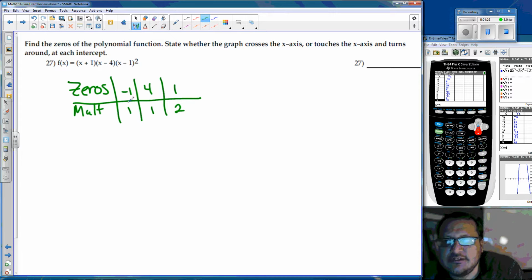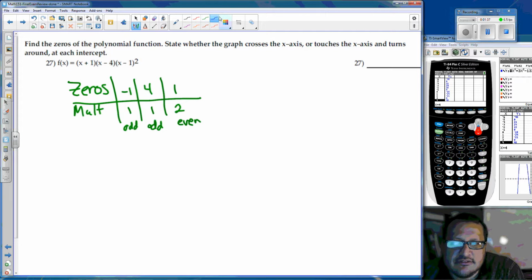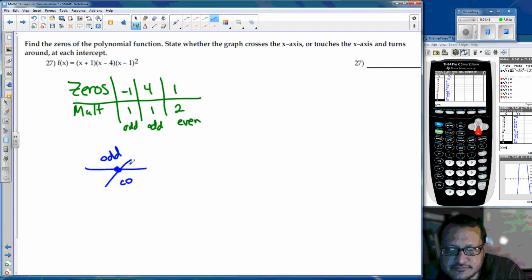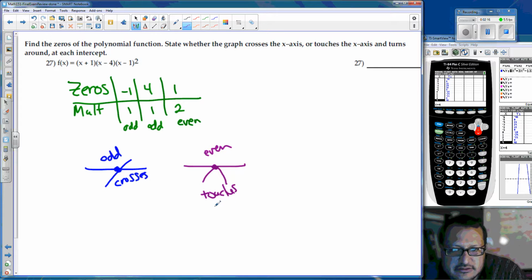So the way it works is we care about if this is even or odd. So this is odd. I don't have to write this down, but just to stress the point: whenever it's odd, it always goes through the zero. Odd would cross it, and the even just touches it and then bounces back. So this is even, and it touches and turns around.